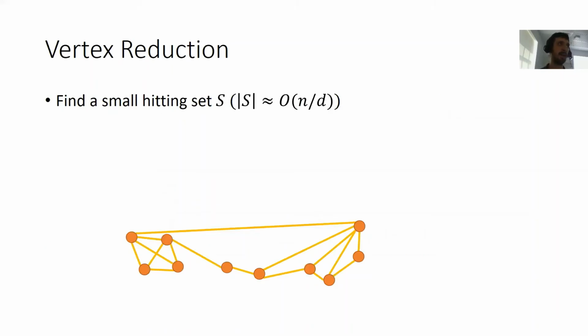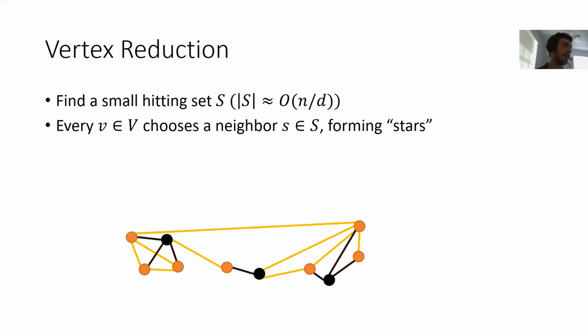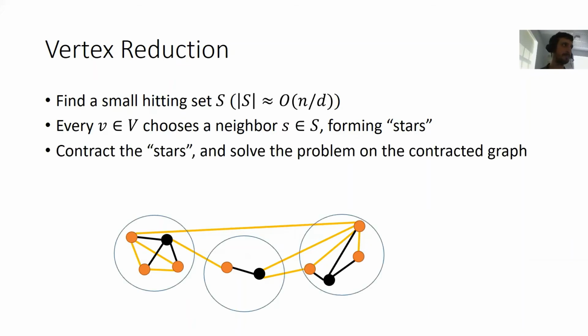So how does the vertex reduction technique work? So first we find the hitting set S, and we said that S is roughly, ignoring polylog values, n over D. So the black nodes again will be our hitting set. Now every node V chooses a neighbor in S, and we form sort of stars where the center of each star is a node of S, and the rest of the star is the vertices that chose S. Now, for each such star, we contract it and solve the problem on the contracted graph.